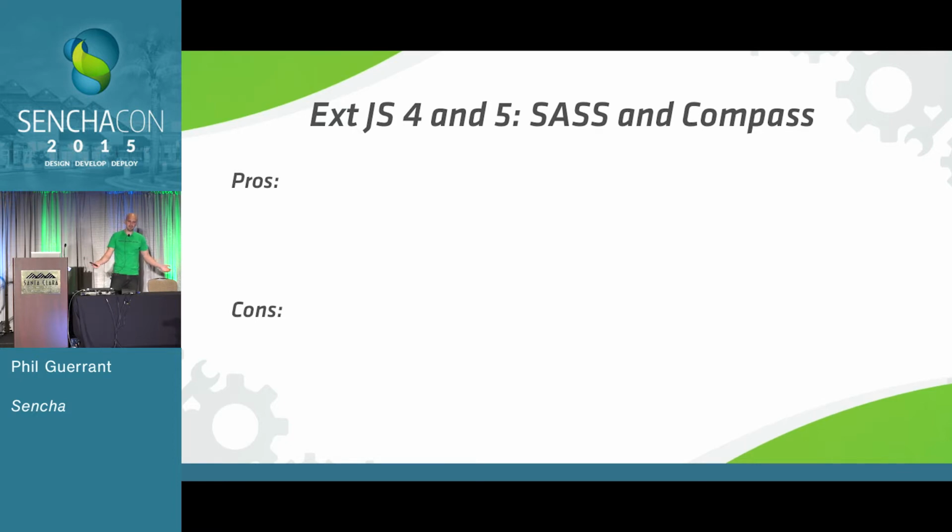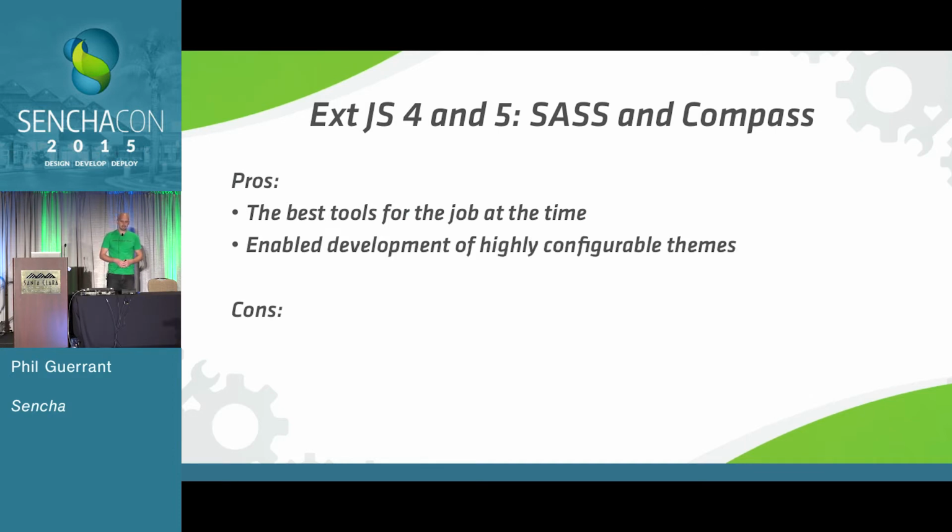So Sass and Compass and Ext JS 4 and 5 were a match made in heaven. They really were the best tool for the job at the time. It really allowed us to design a really flexible API that allowed you guys to customize your themes and your apps in really awesome ways. But it had some shortcomings, which brings us to today.